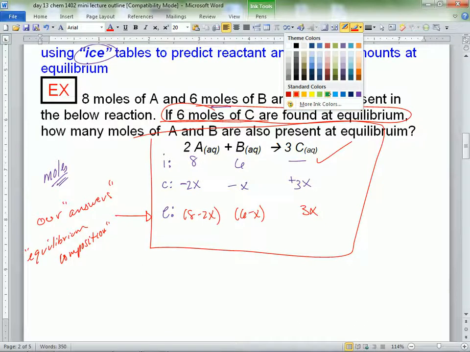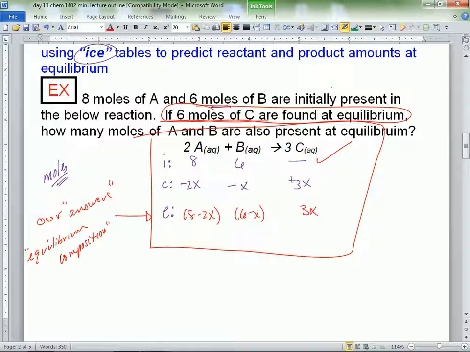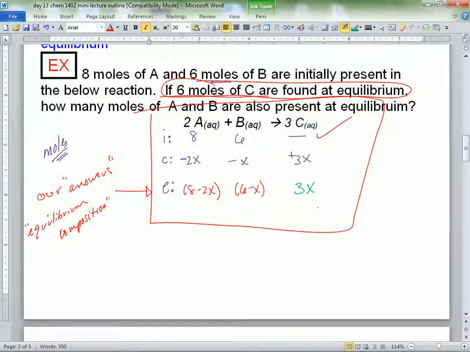So outside of your ICE table, a lot of folks like to write 6 here. But I don't see how to solve x. So I don't like to do that. I like to just, once I'm done making the ICE table, then I'll do the math. So 3x has to equal 6. So x has to be 2.